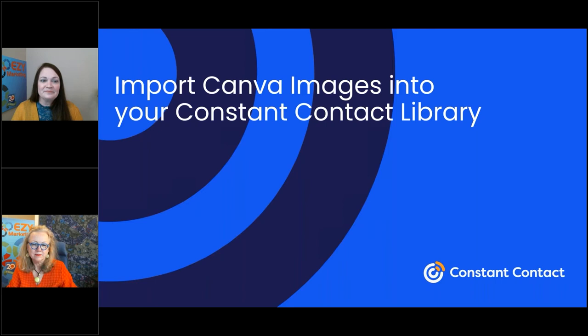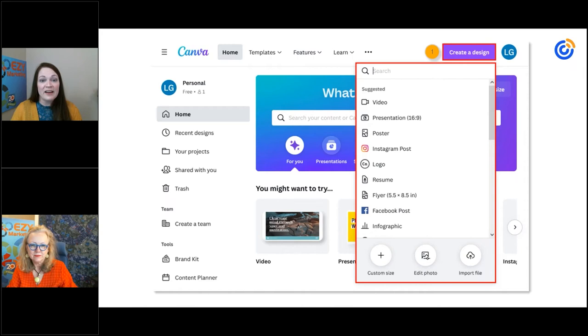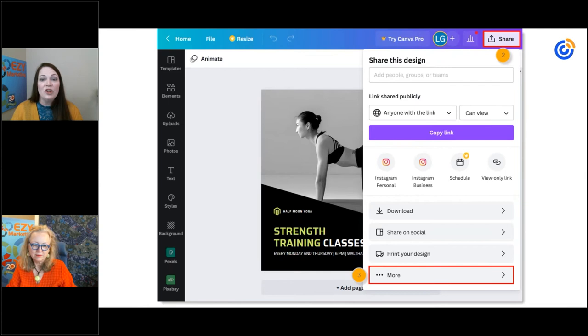So from your Canva account, you're going to click Create a Design and select the type of graphic that you want to create. So this is kind of what I just showed you. You can customize it as much or as little as you like, as we went through in the previous example. Once you've finished and you're happy with your design, you're going to click Share in the top right corner. And from the drop-down menu, you select More.